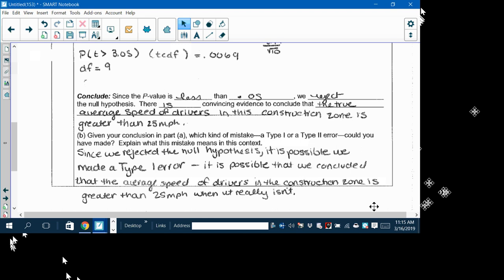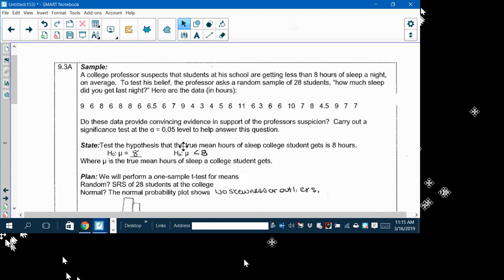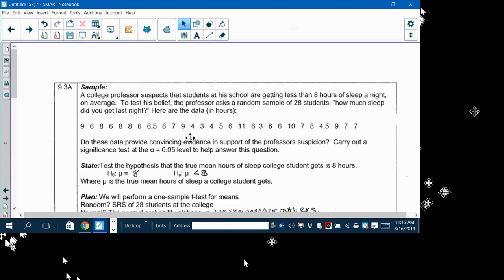Okay, so moving on. Here's another one. A college professor suspects that his students are getting less than 8 hours of sleep a night. To test this belief, the professor asks a random sample of 28 students, how much sleep do you get? So there's 28 students, so again that doesn't meet the central limit theorem requirement. So we're going to have to graph that data.